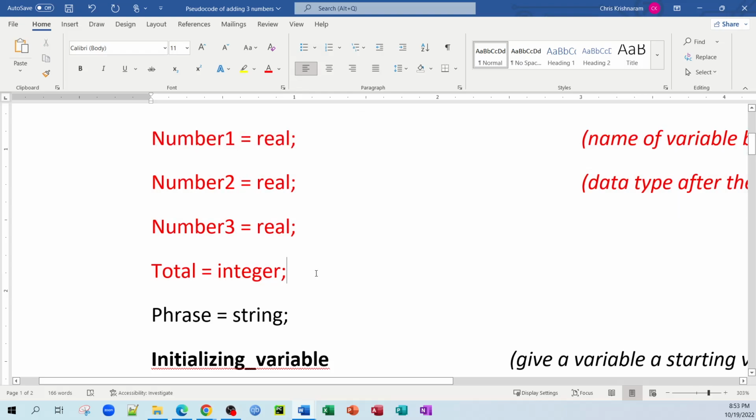We have two ways of fixing this. What are the two ways? Can you think of the two ways? Two ways of fixing this. Sir, we'll change the integer to a real, or we could change it to a string. So change this integer here to a real.